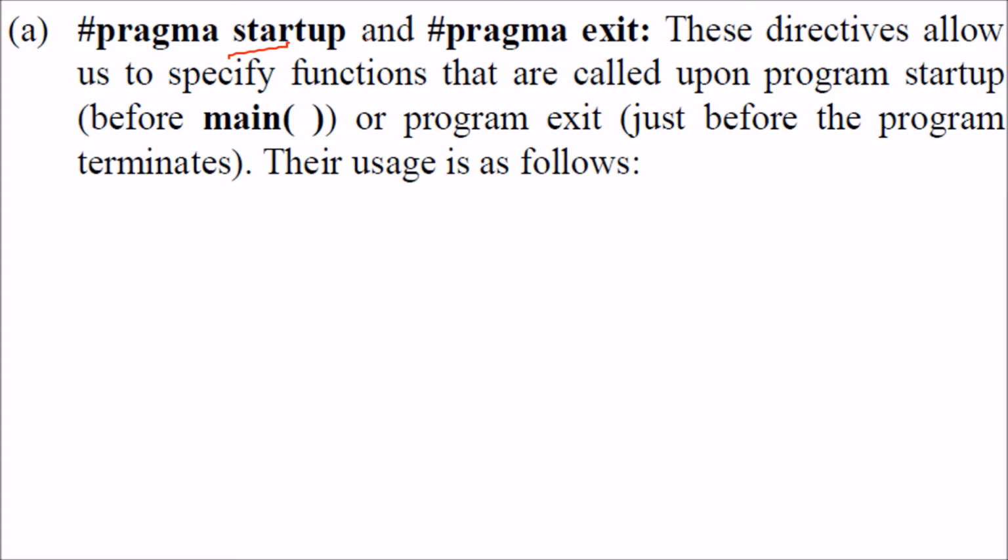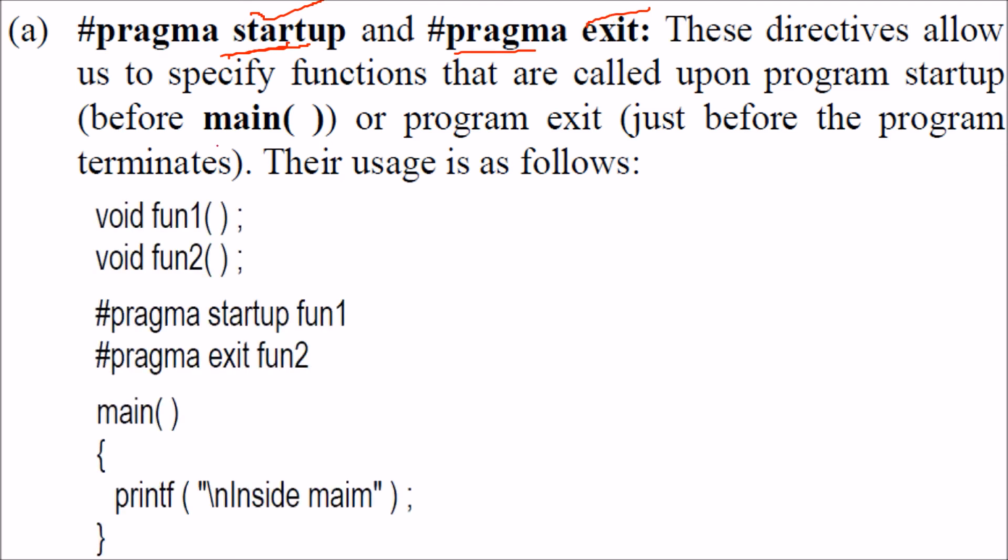So this is pragma startup and pragma exit. These directives allow us to specify the function that you want. Whenever the program starts up, something has to be done. Whenever you come out of the program, something has to be done. So I'll show you an example. This is function 1, this is function 2. Now you say pragma startup function 1 and pragma exit function 2.